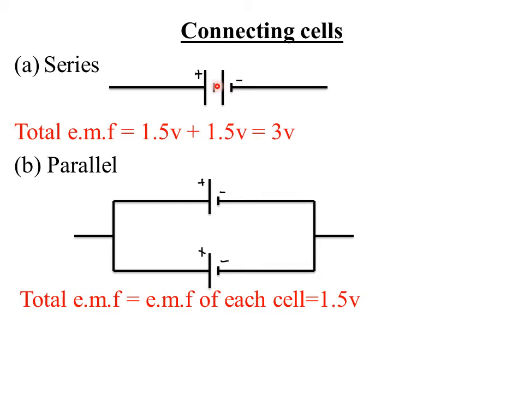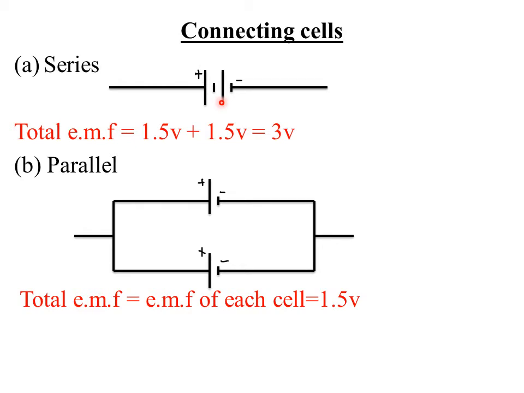When two or more cells are connected in series, they make a battery. So like in this case, we can actually say this is a battery. When you connect two or more cells in series, they form what we call a battery.